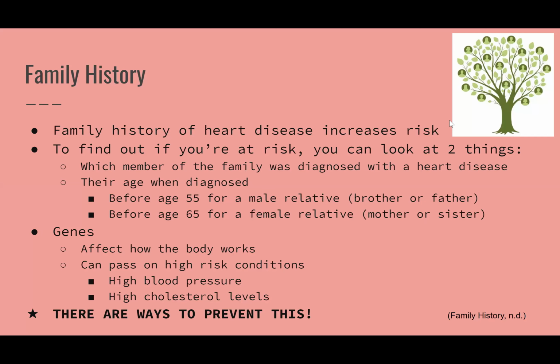Family history is also an important factor. To find out if you're at risk, you can look at two things: which family member was diagnosed with heart disease, and their age when diagnosed. So for example, if your brother or father were diagnosed before the age of 55, then you're at a greater risk for heart disease. If it's a mother or a sister before the age of 65, then you're also at higher risk.